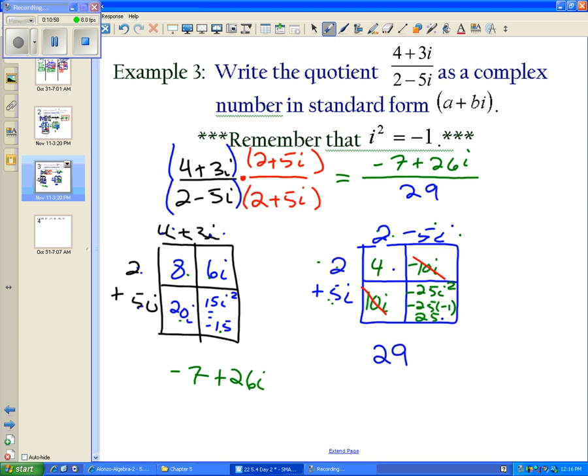I can now break this up into a real part and an imaginary part: negative 7/29 plus 26 over 29 i. Again, I have to make sure I end up with an imaginary part and a real part as my answer in standard form. I need to make sure that there is no imaginary part in my denominator, and I'm done. That's multiplying and dividing complex numbers. See you in class tomorrow.